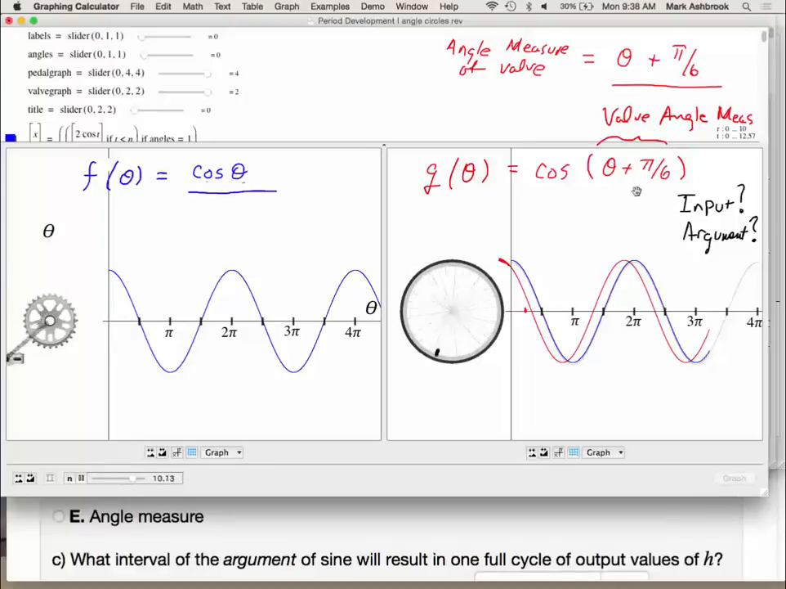So again, the fact that it's plus and shifted left now should make sense. It shouldn't be like, oh, you always do the opposite of what you think. No, this is what you think. If the angle measure is ahead by that much, then it's starting earlier, and that makes sense. It should be left. Okay. Any questions on that?